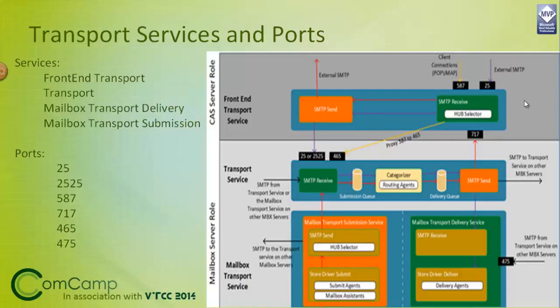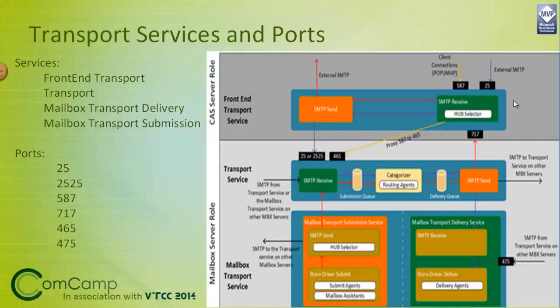The transport service routes messages between the mailbox transport service and the front-end transport service. So the transport service component basically routes the email between the mailbox transport service and the front-end transport service. Obviously it runs all the rules, so you can say it filters the mail and does all the checks, all the agents, and then bypasses or transfers to the front end or mailbox transport service.